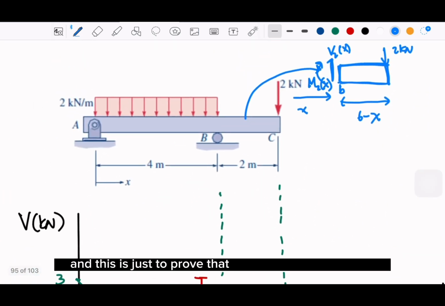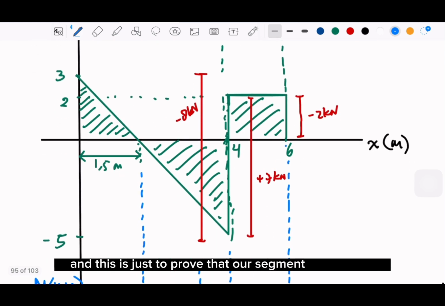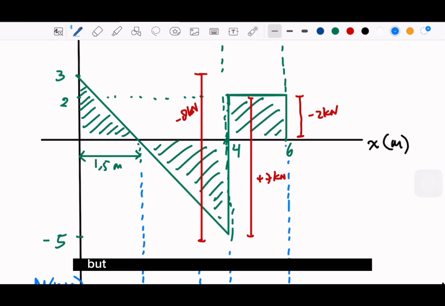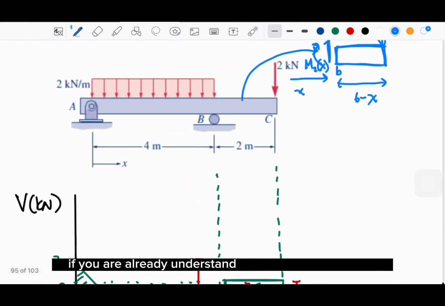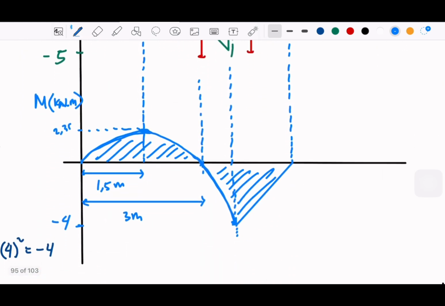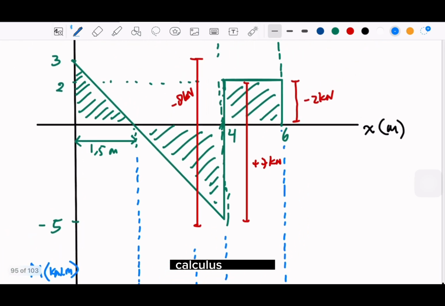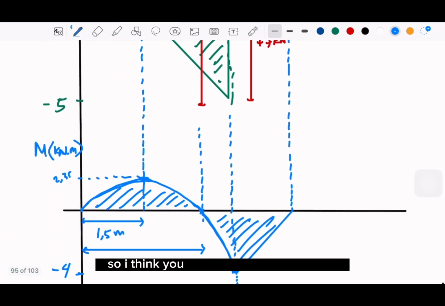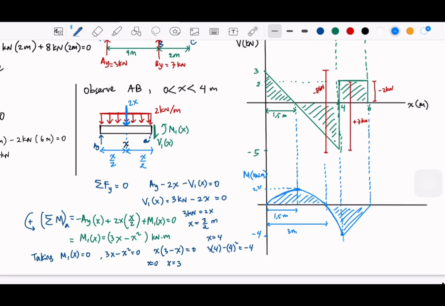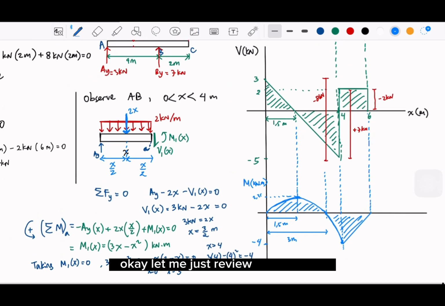And this is just to prove that our segment on the right for V and M is correct. But I don't think that will necessarily be needed if you already understand through graphs, especially from the calculus method. So I think you can just go directly like this, like I did within this scope. Okay, let me just review what we did.